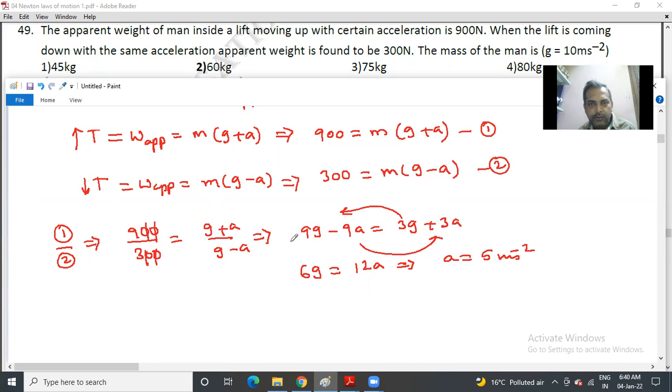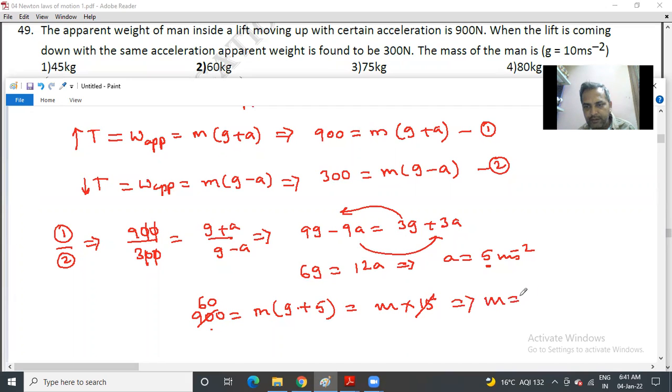Next, you can substitute this in any equation. So 900 is equal to M of G plus A. G is 10, A is 5, so M into 15. On the other side you have 900, so M is 900 by 15, which is 60. So the mass of the person in the lift will be 60 kg. Second option is correct. Let us move to the next question.